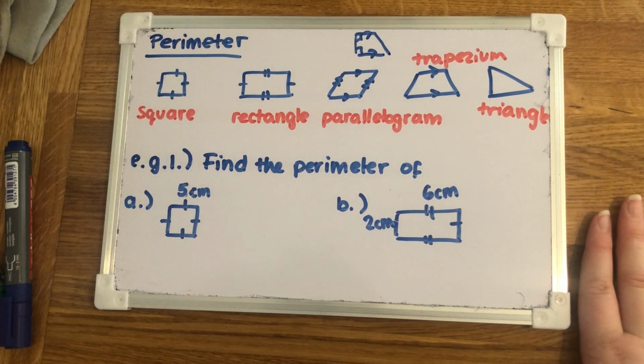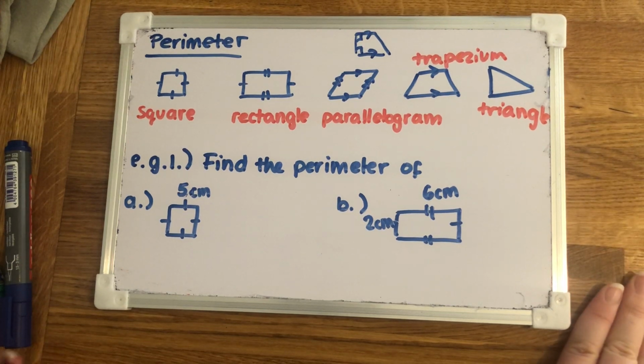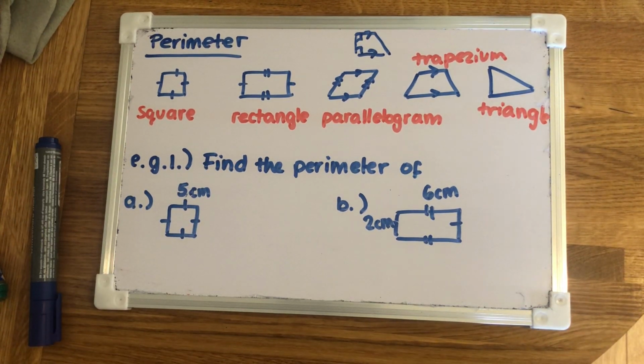Okay, so the first thing is knowing what the perimeter is. The perimeter is just the length around the outside. It's a bit like if you were putting a fence around a garden, you would need to find the perimeter because that would be going around the outside of that shape.